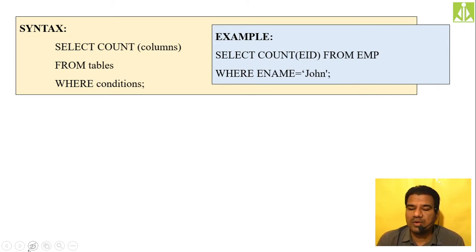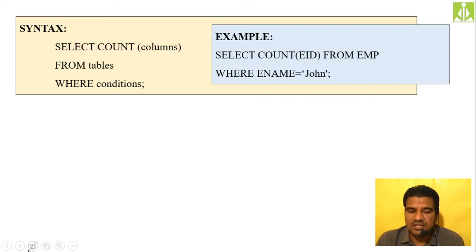So here what I am doing is I am counting the employee names whose name is John. I am simply counting the employee names from the employee table whose name is John. How do I have to write the query now? Select count of EID. You can count any particular column, or you can simply put star also. Very soon we will understand. So: select count of EID from employee where E name is John.